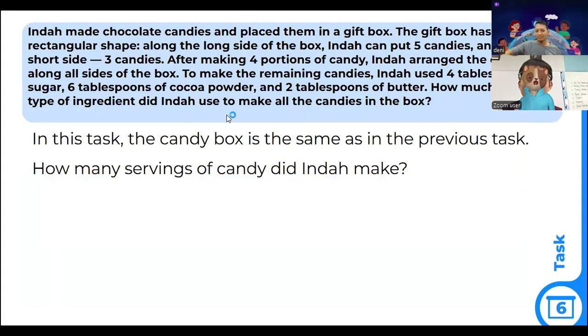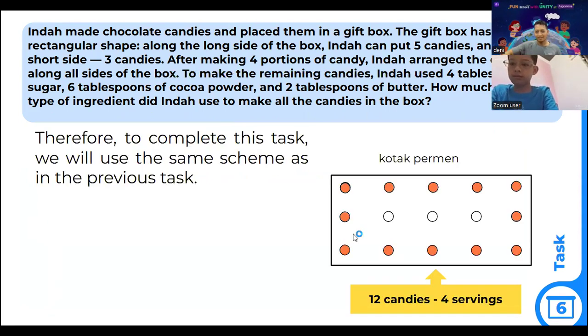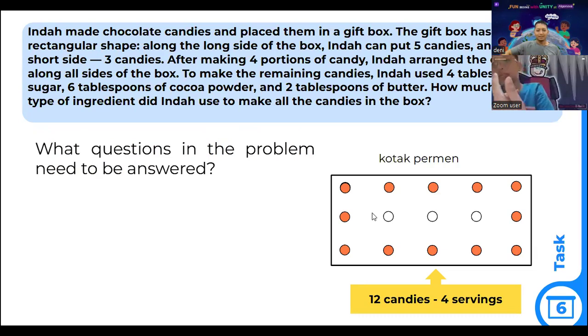Okay, in this task, the candy box is the same as in the previous task. How many servings of candy did Indah make? And then, how did he arrange the candies in the box? Therefore, to complete this task, we will use the same as in the previous task. 12 candies for servings. The question in the problem that needs to be answered is this, but it's unclear.